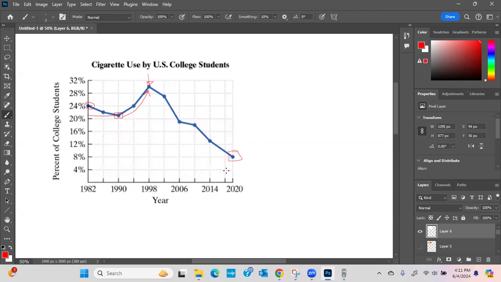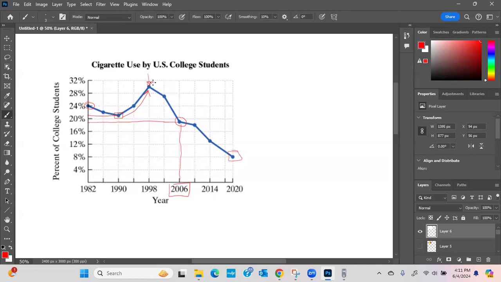But they might ask, well, how many college students were smoking in 2006? So we come over here to 2006, go up until we hit our chart. There's the point, work our way to the left until we can read the value. And it's below 20, but above 16. So probably about 19% because it's really close to the 20. That's how we read those charts.